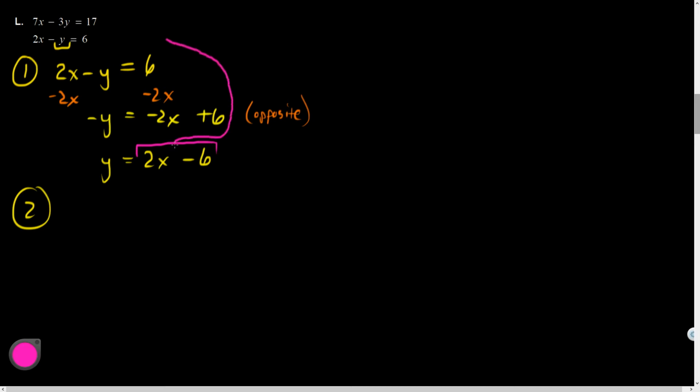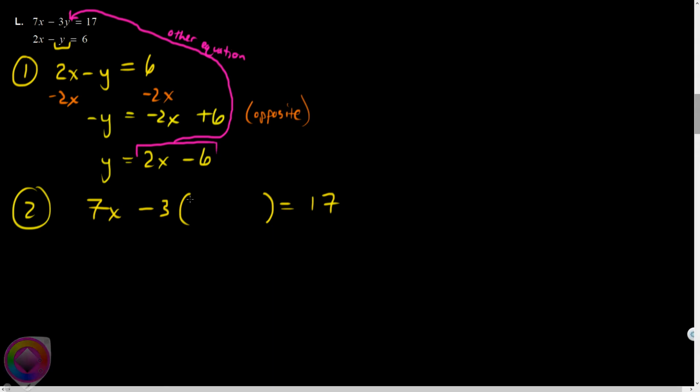Which equation's y? I always got to plug it into the other equation, right? Okay? All right. You guys writing this down if you need it, right? I like it. So watch this. Here we go. I'm going to write this whole thing like so. 7x minus 3 times something equals 17. I'm replacing the y completely with 2x minus 6. So that is the substitution moment that is occurring here.